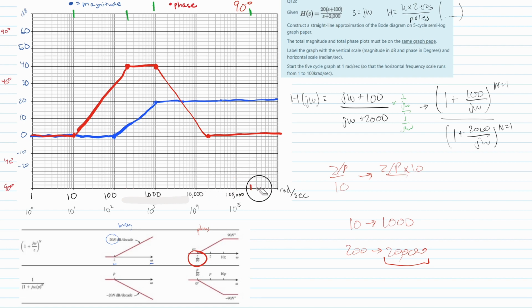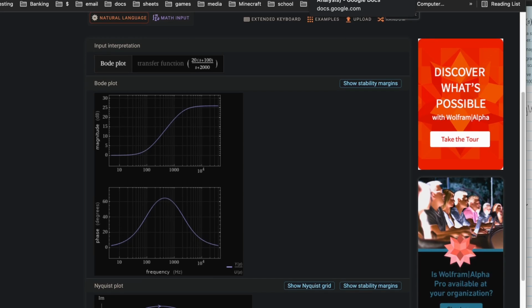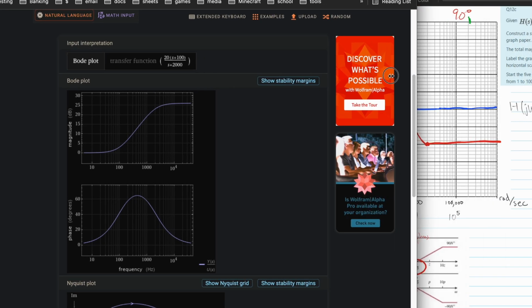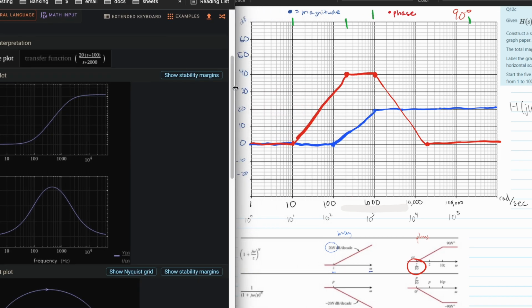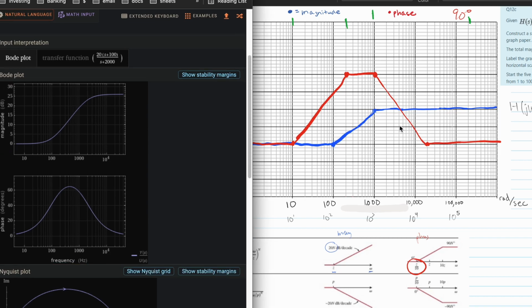And we can use some online tools just to take a look at this. If we used Wolfram Alpha and we were to actually plug this in, it would look something like this. And we can see that the top is our magnitude, right? The magnitude is very similar to what we have here. And the phase is also very similar to what we have.